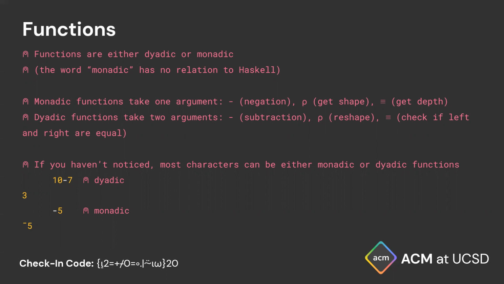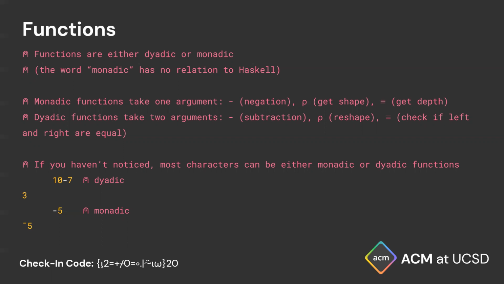Now there are also functions that are monadic, and if you've been to my Haskell workshop, they're not related to monads at all, so don't worry about that. All the word monadic means in this context is that it's a function that takes one argument. The examples I've listed here are negation, rho with one argument, which returns the shape of the right argument, and depth, which returns the depth of the array given on the right.